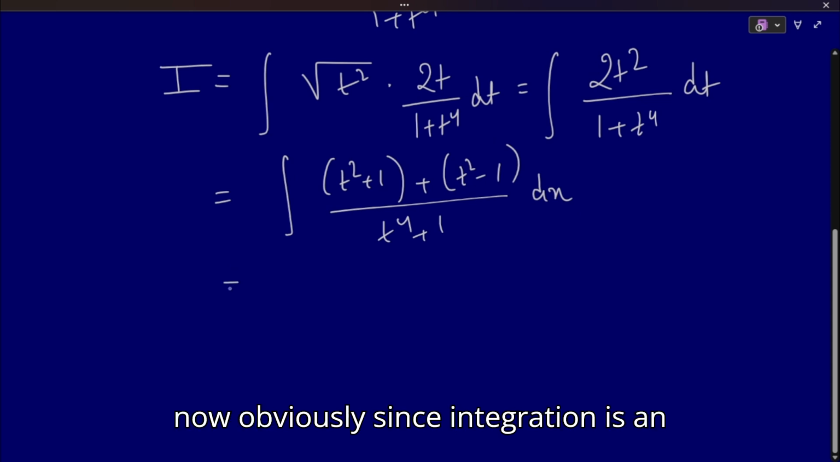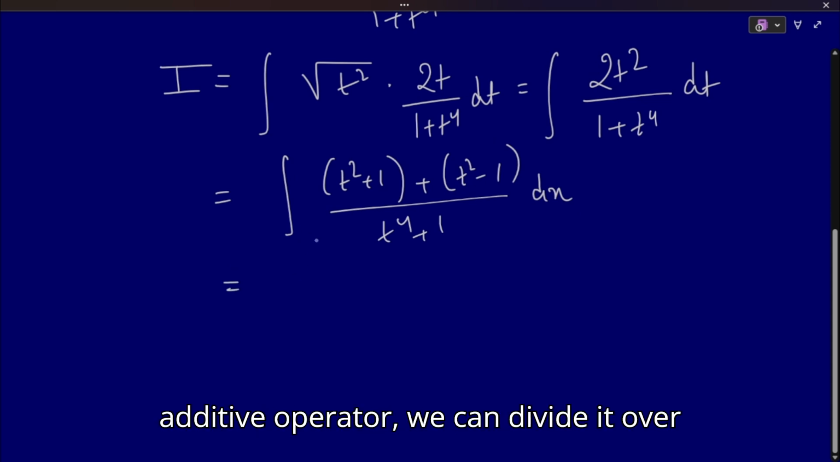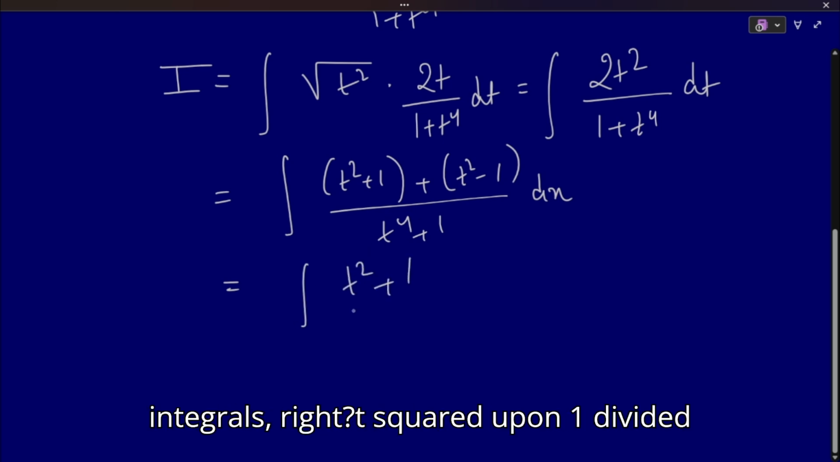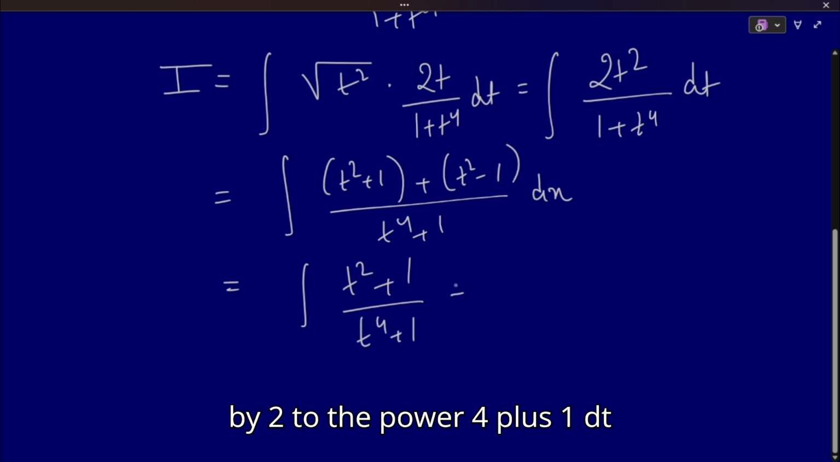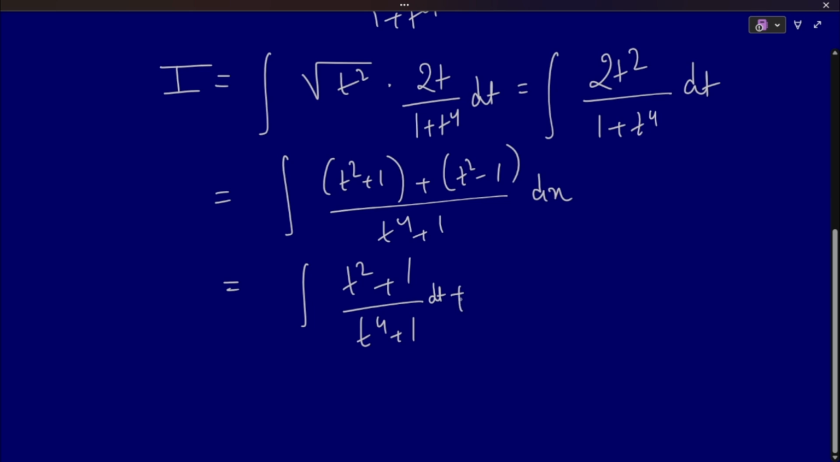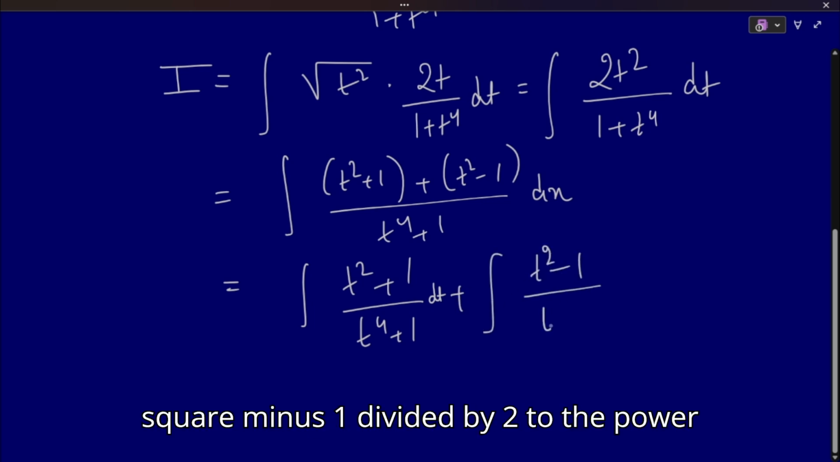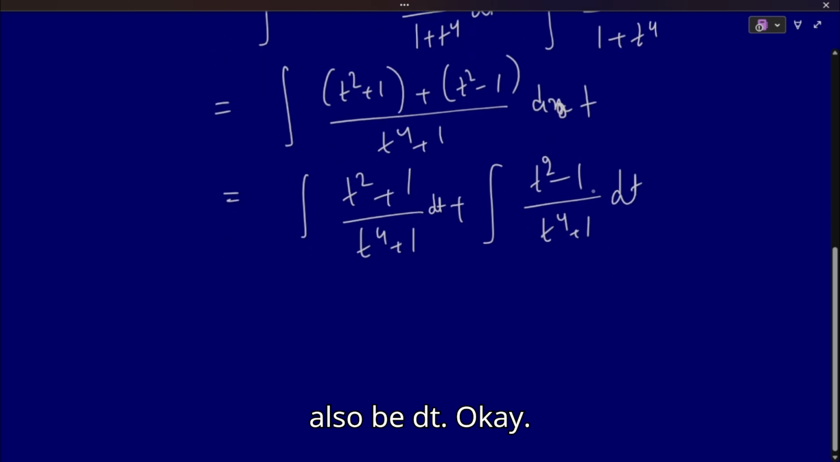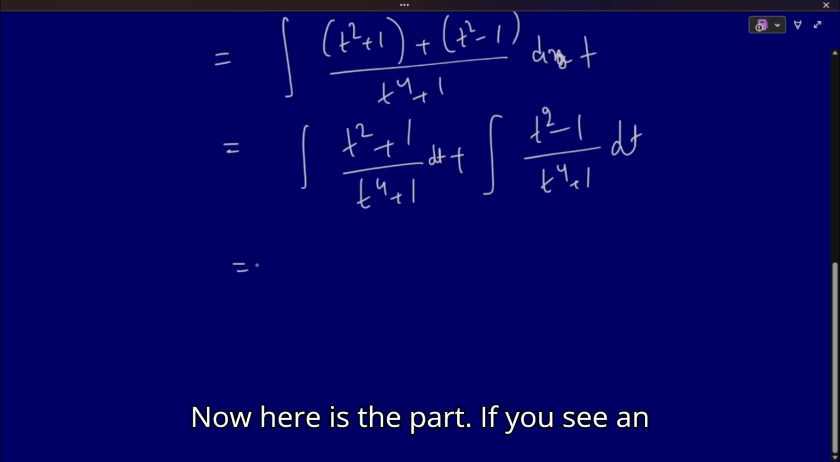So now, obviously, since integration is an additive operator, we can divide it over addition. So you distribute it over addition and find these two resulting integrals, right? Integral of t squared plus 1 divided by t to the power 4 plus 1 dt, plus integral of t square minus 1 divided by t to the power 4 plus 1 dt. This should also be dt.